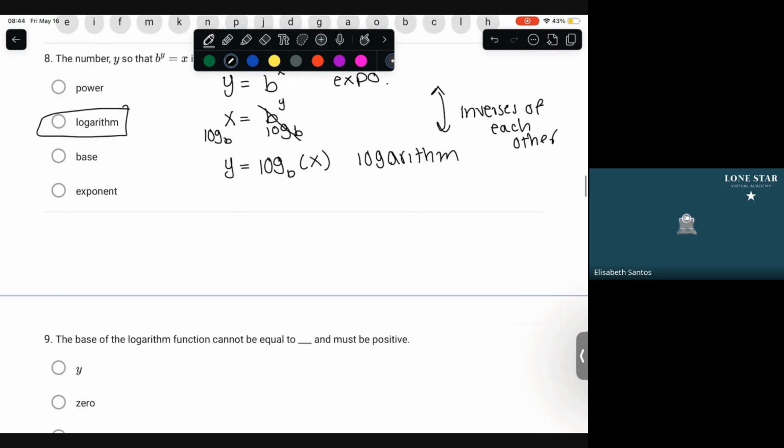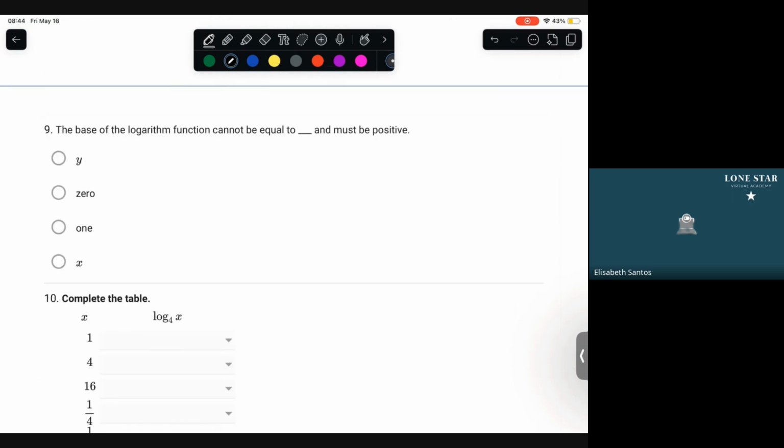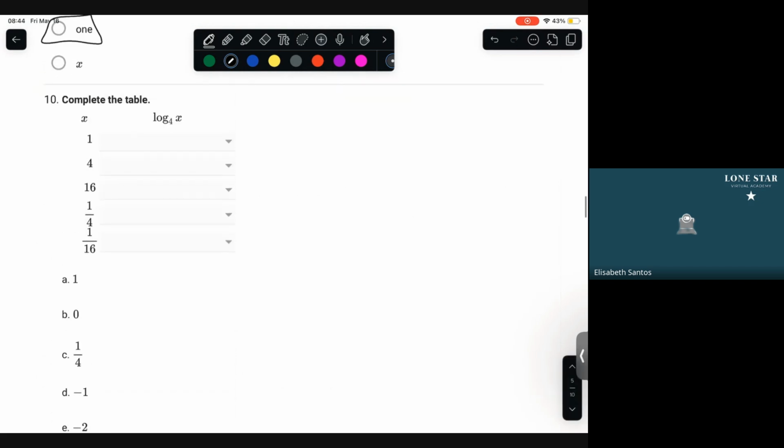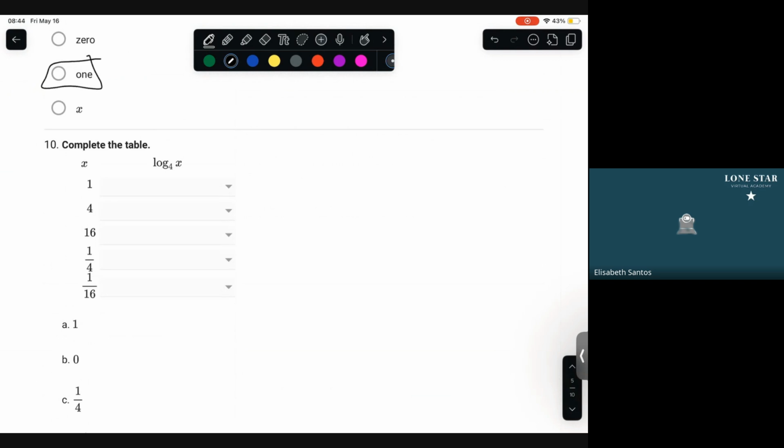All right, so let's look at number 9. The base of the logarithm function. There's a rule with logs: the base cannot equal 1. Okay, so number 10, it says complete the table. There's one rule we need to know to help us do this: if the base of the log is the same as the base of the exponent, these cancel and you're left with the exponent, and you write it as a regular size number.